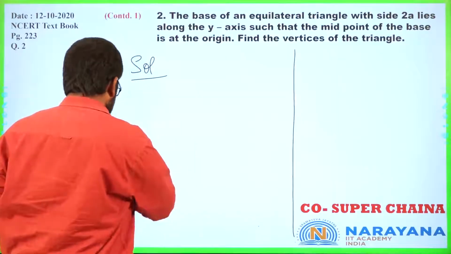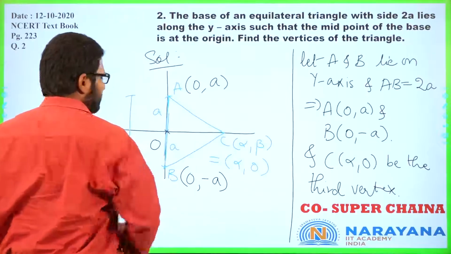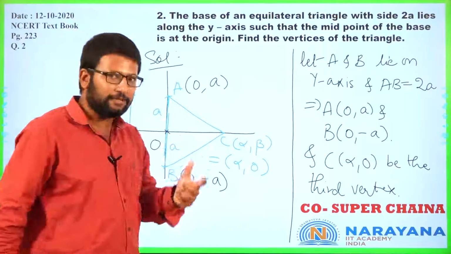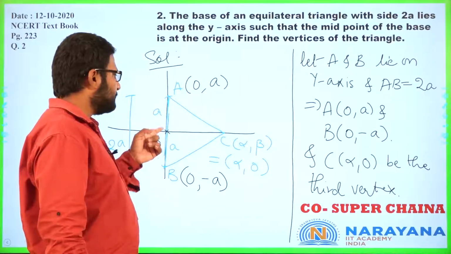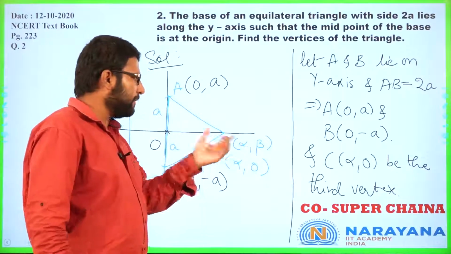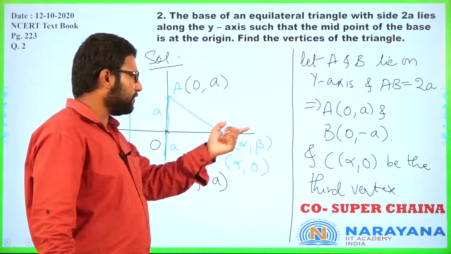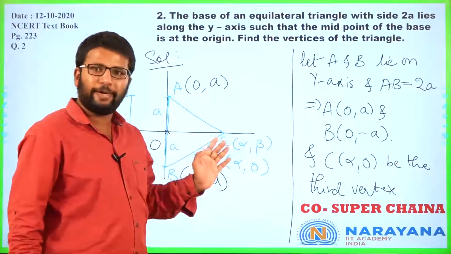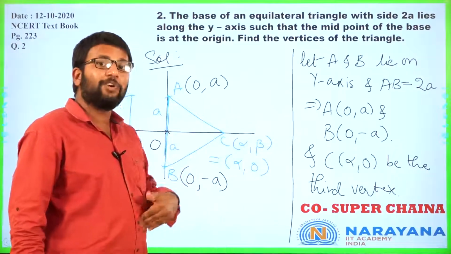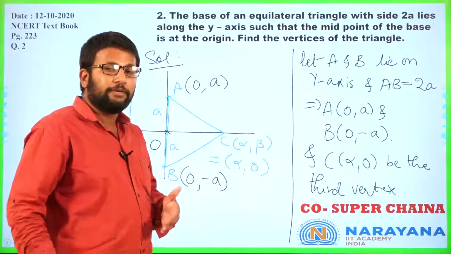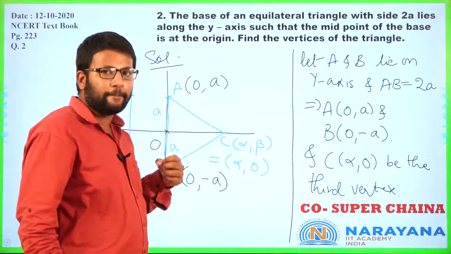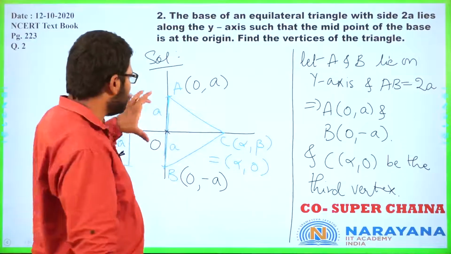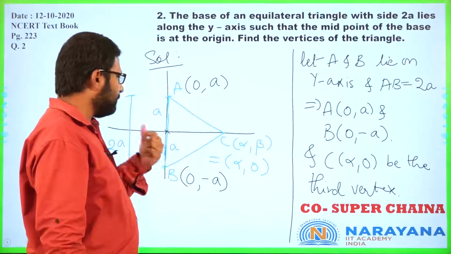We have already used one geometric information, which is that O is the midpoint and this is an equilateral triangle. Therefore, by symmetry, C lies on the x-axis. That's one geometric information we have used. What is the other geometric information that we can use? We can use the fact that for an equilateral triangle, all the sides are equal. So you know the lengths AB, AC and BC.